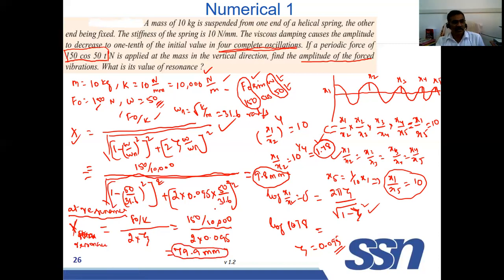So when the body is vibrating and the forcing function is at 50 hertz, the amplitude of vibration is 9.8 millimeters. If omega by omega n value is equal to 1, that means if the omega value is 31.6, then the amplitude of vibration will be this. So that's what you can understand.